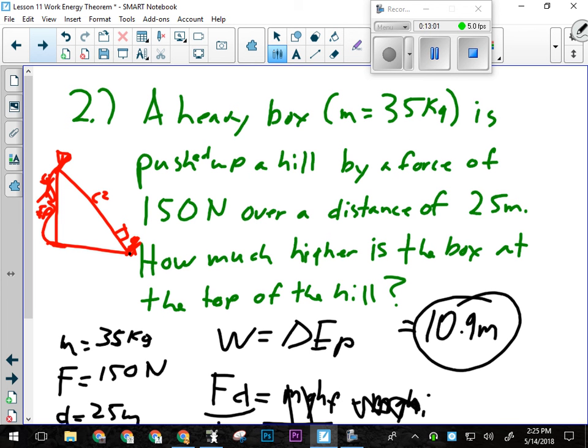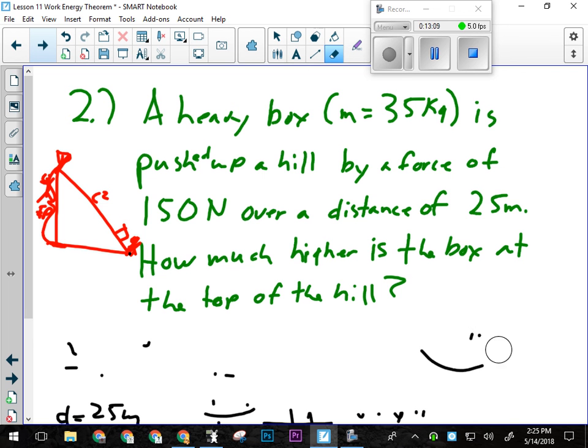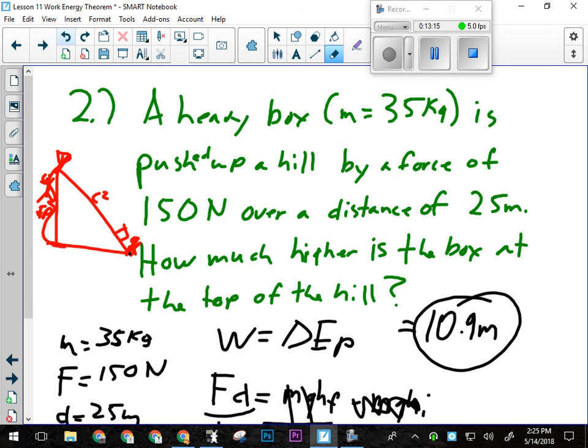All right, so let's try this one. We talked about this moving a box up a ramp kind of thing. Okay. Oh shoot, I erased the answer. Try that again without erasing the answer.